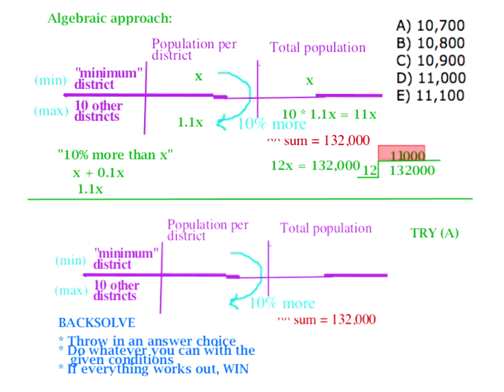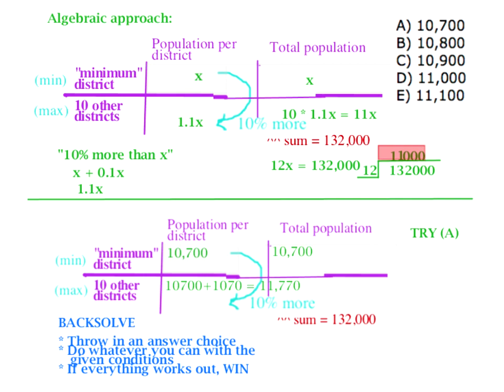So in green we'll try A. That means that this is 10,700, which means the total population of 10,700. 10% more is going to be plus another 1,070. I would do this work in another place if I had scratch paper, but I don't have scratch paper, so that's 11,770. That's 11,770.